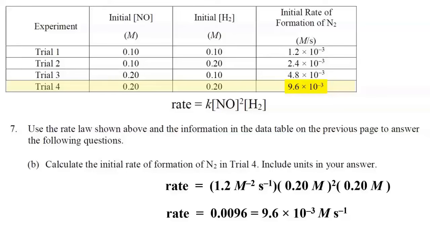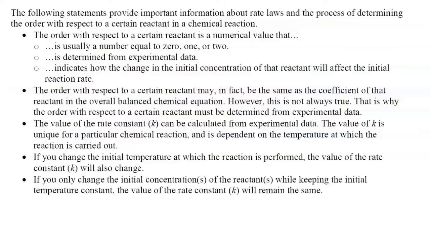Now, before I move on to question 8, let me go ahead and make some summary information about rate laws and the process of determining the order with respect to a certain reactant in a chemical reaction. The order with respect to a certain reactant is a numerical value that is usually a number equal to 0, 1, or 2, is determined from experimental data, and indicates how the change in the initial concentration of that reactant will affect the initial reaction rate.